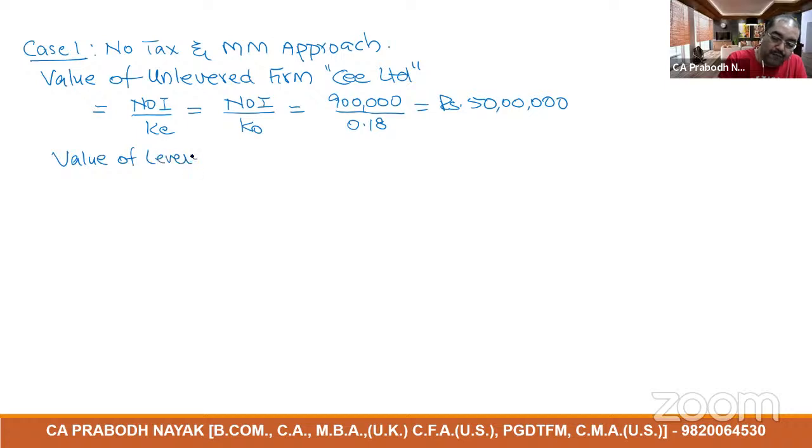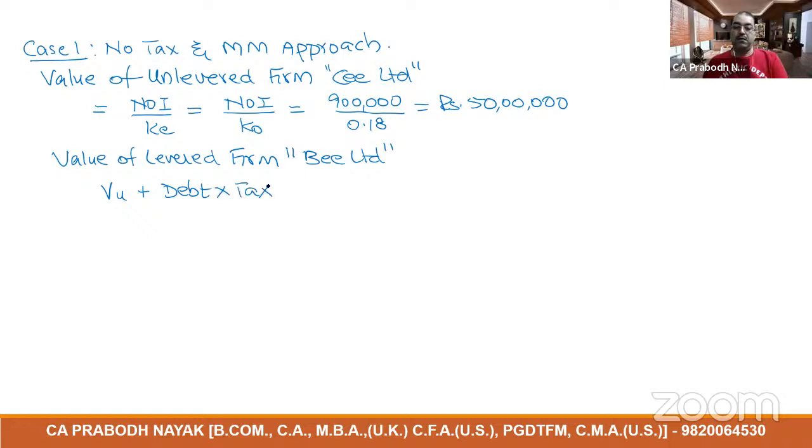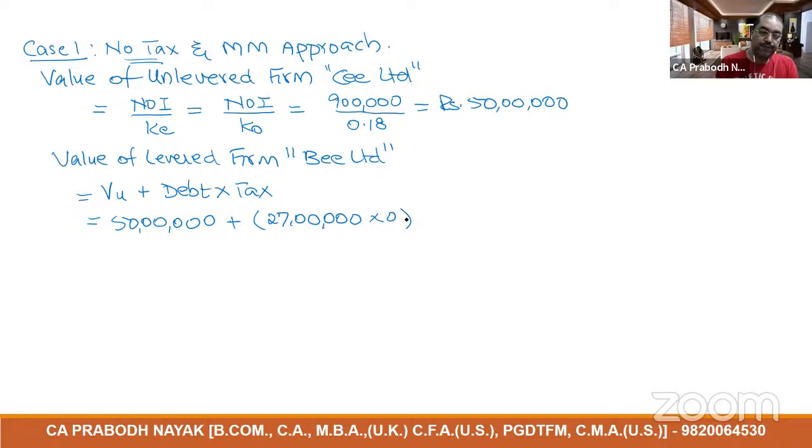Value of levered firm, that is B Limited, will be value of unlevered firm plus debt into rate of tax. Remember this formula, you're supposed to remember this formula. Value of unlevered firm is 50 lakhs. Since it's a levered firm, there will be some debt. What is the amount of debt that is given? 27 lakhs. And rate of tax here, they said no tax. So value of the levered firm is also 50 lakhs.